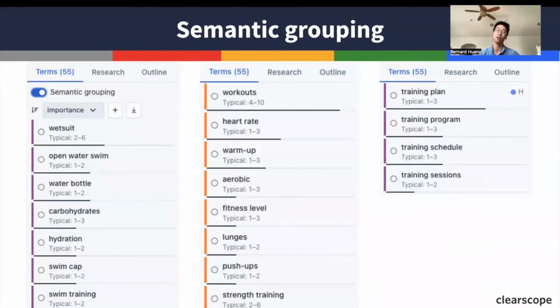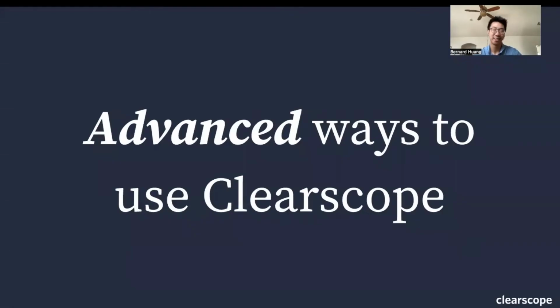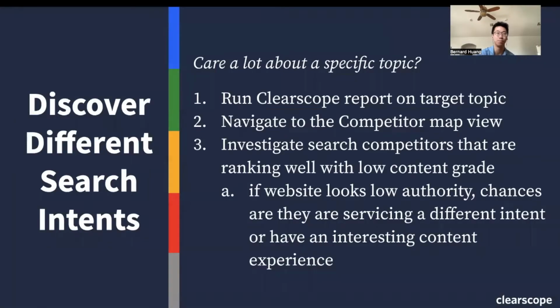The colors don't actually indicate anything. They're just a visual representation of a grouping of terms, in case you were wondering. People have asked about that. So the advanced ways then to use these newer features can be boiled down into this. For the competitor map, right?